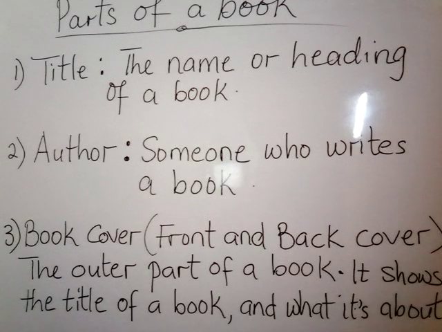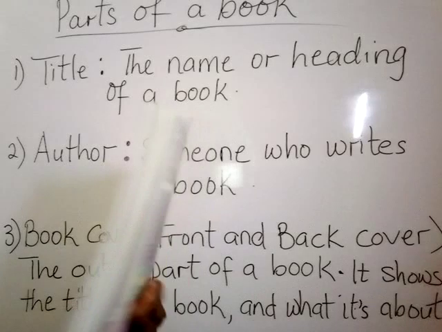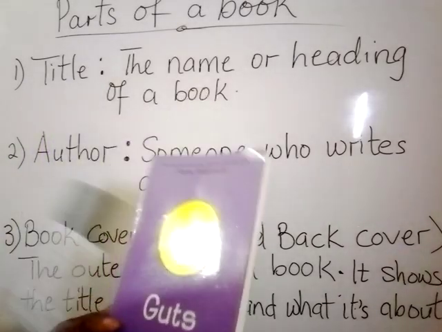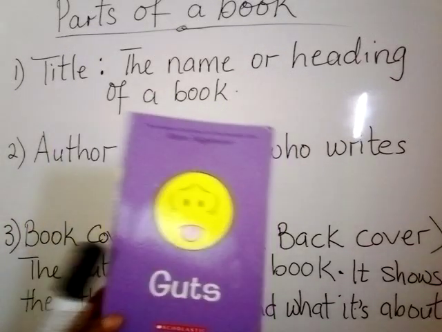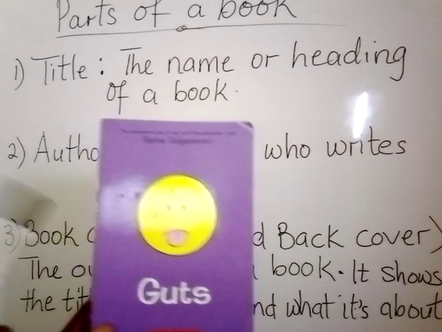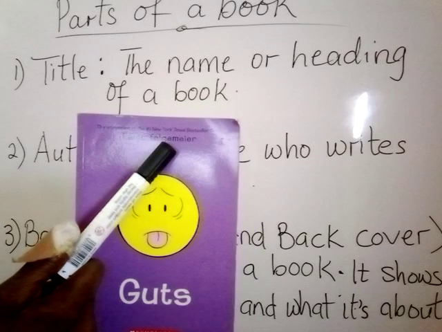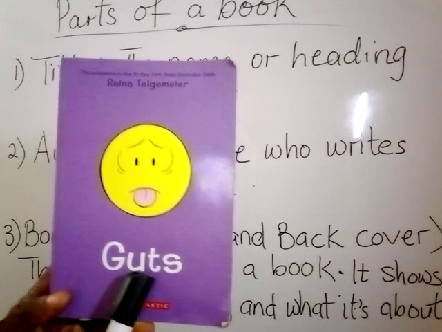It shows us the title of a book and also what it's about briefly. Yes, this is the front part, and this is the back cover. The book cover refers to this whole purple thing you are seeing, the back and the front. It covers the book, the outward part of the book you see. It carries the name of the writer, which is the author. It carries the name of the book, which is the title, okay?